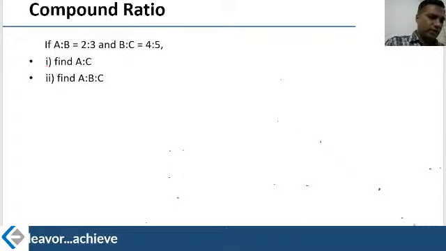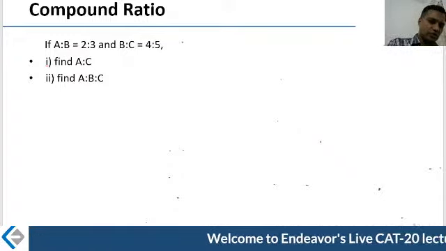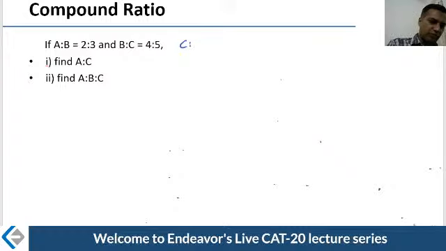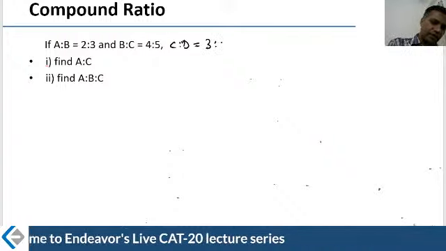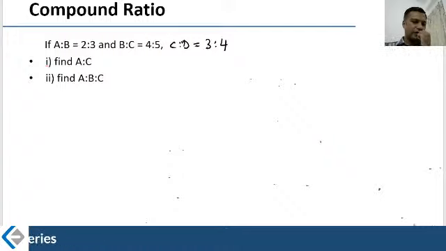Okay, here we go. So A is to B is given, B is to C is given. Let me add information to this. What if I also give the information on C is to D? It's given that C is to D is 3 is to 4. Let me write it as 3 is to 4.